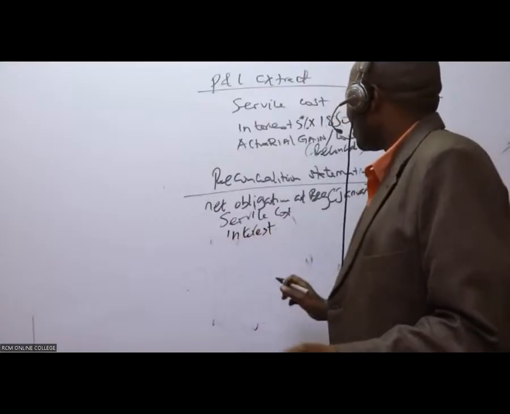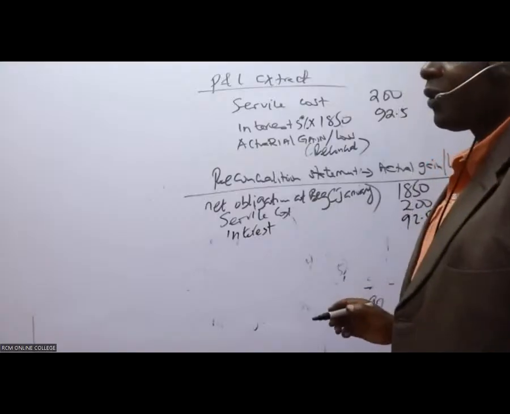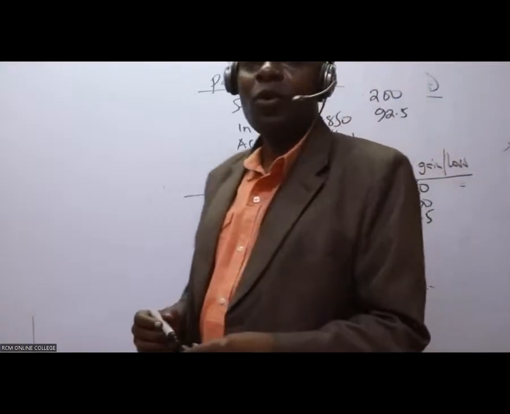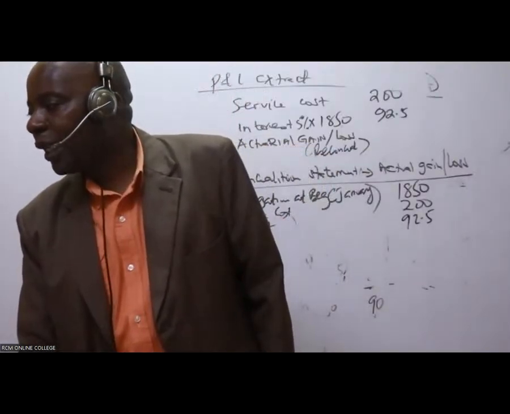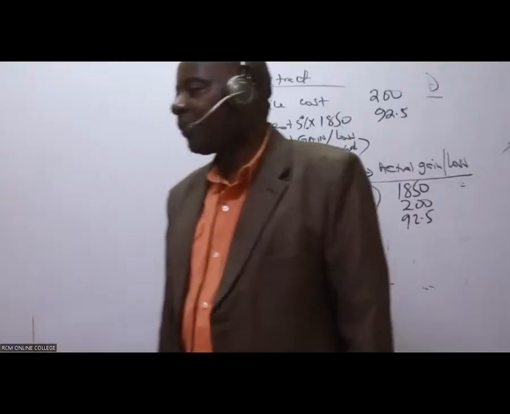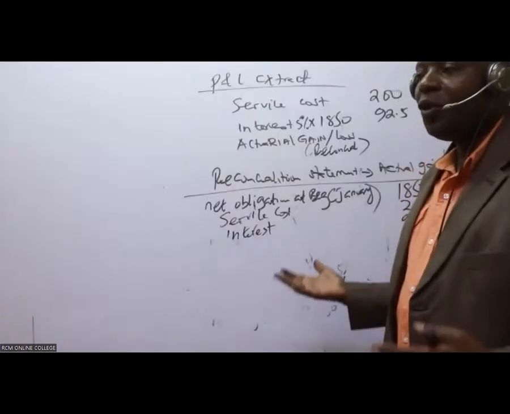Interest earned. So the interest earned, you already have the figure, which is 92.5. What else? What else am I going to work with? Is this everything? Hey, you, my good students, what?